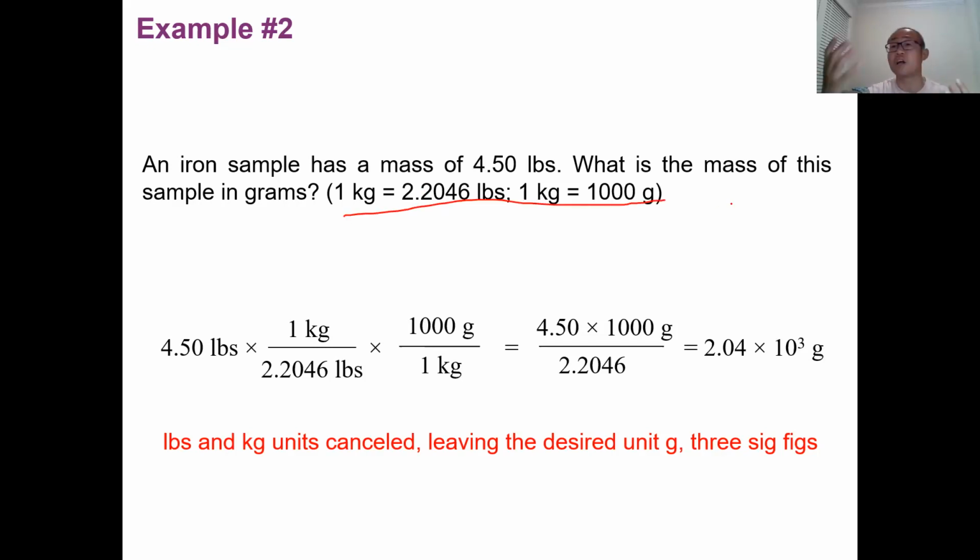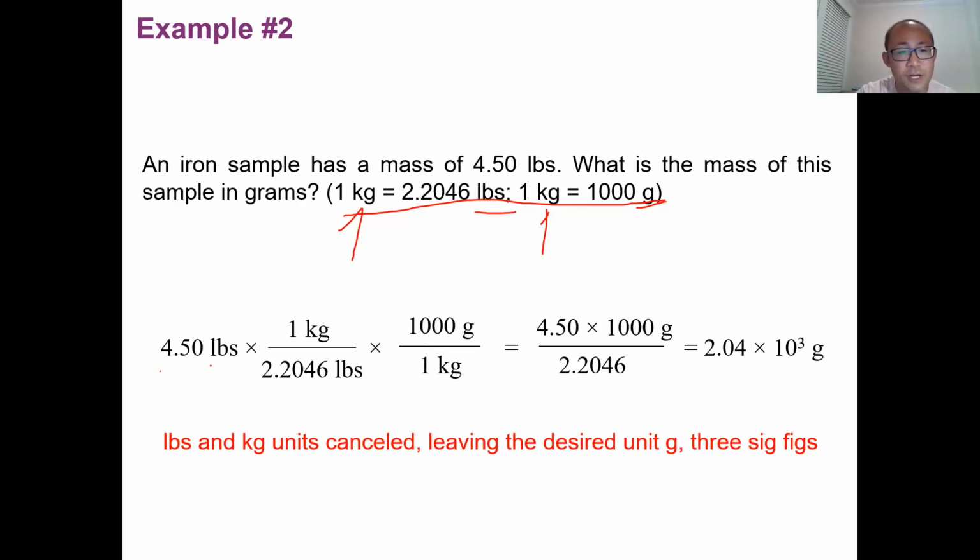Remember, we need to create conversion factors, so we need to know how the units are related. In this case, pounds are related to kilograms. In kilograms, we know k is 1,000, the prefix, so 1 kilogram is 1,000 grams. So with the help of the kilogram, pounds is related to grams. Of course, you cannot relate them directly; you need the kilograms.